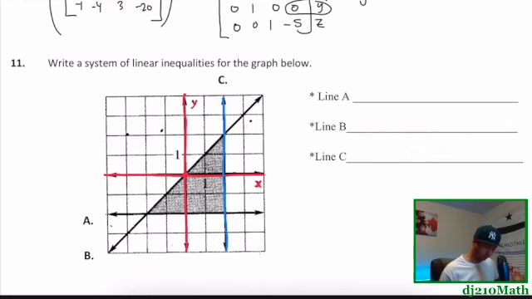X is equal to... I don't care about the red lines. The red lines, I drew those so I could see where the origin is. That is for counting purposes. The first vertical blue line is a vertical line, so X equals a number. That's X equals positive 2. But it's shaded to the left and it's a solid line, so it needs to be X is less than or equal to 2. It's shaded to the left, less than, and solid means or equals.